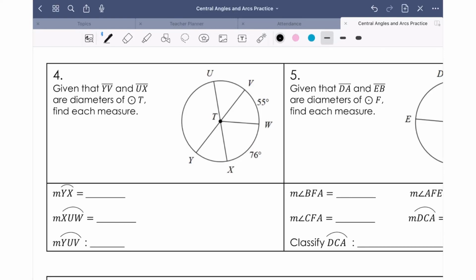Tutorial for number 4 in the central angles and arcs practice worksheet. The reason I wanted to go over this one specifically is because they give us very important information that we should know about circles. They're telling us that segment YV and segment UX are the diameters of circle T. So remember, that's the vocabulary we learned last week when we were talking about circles.